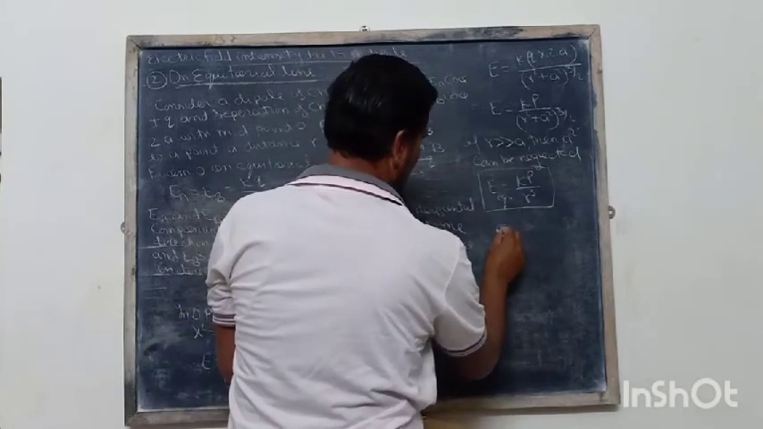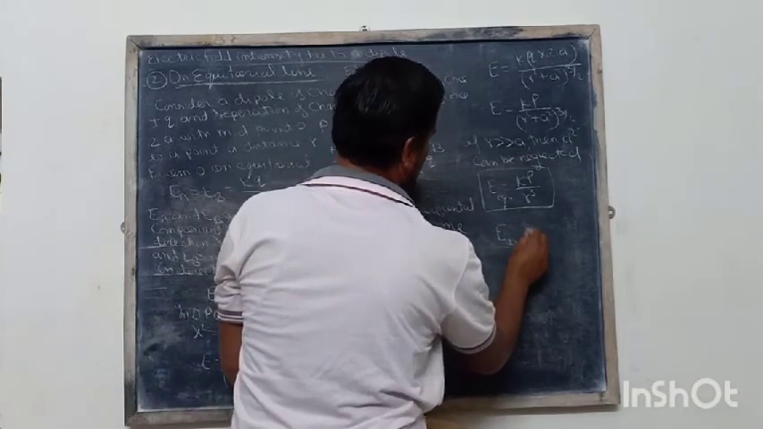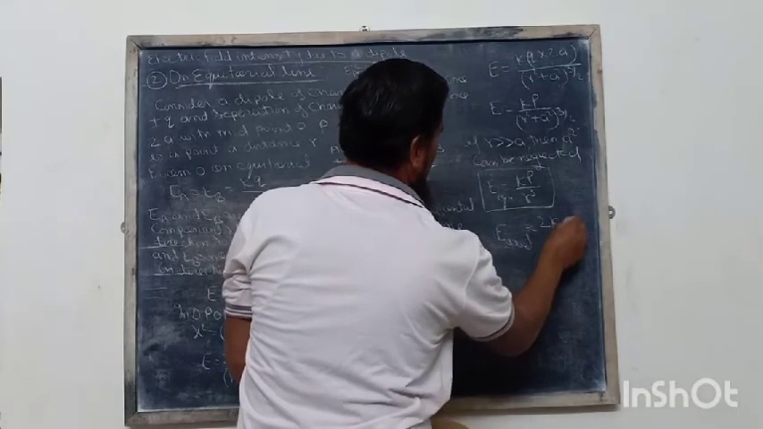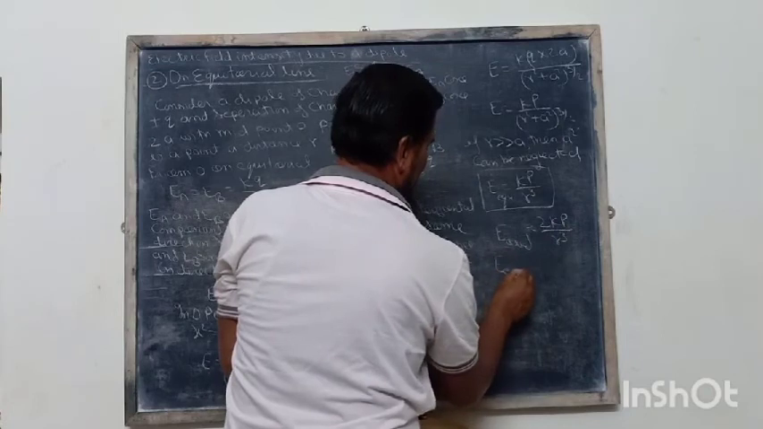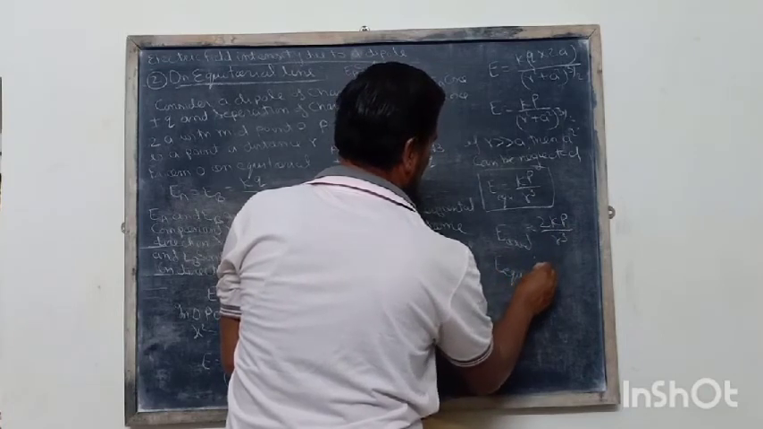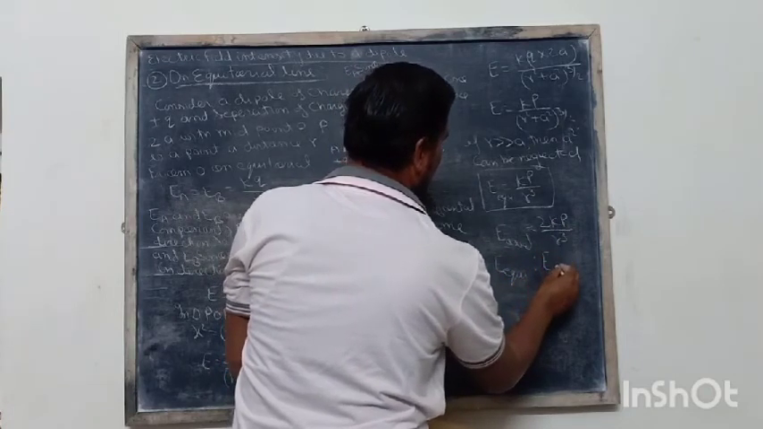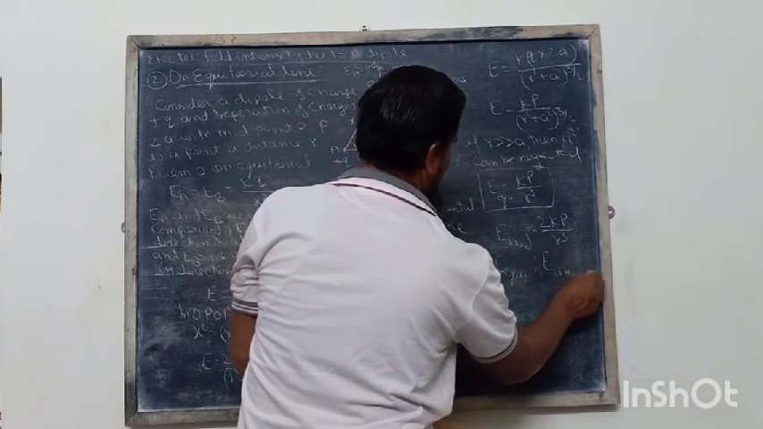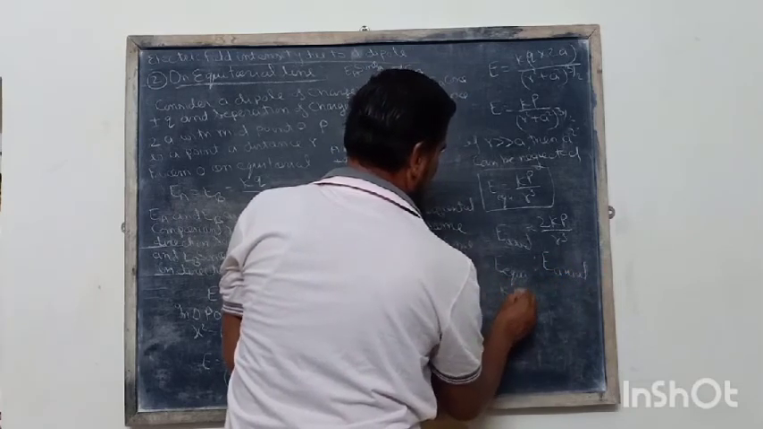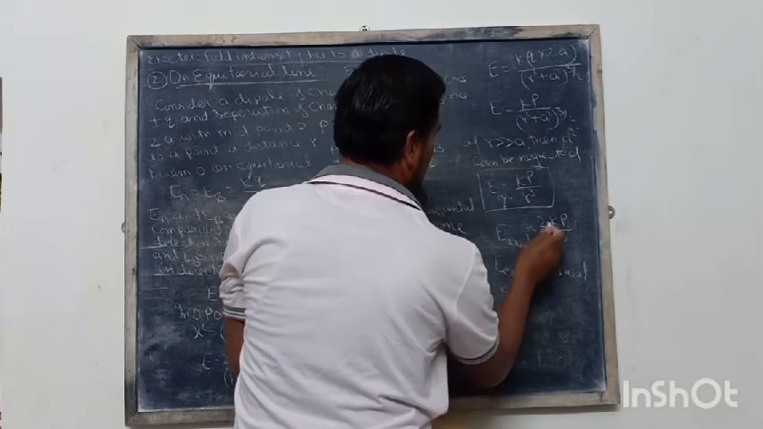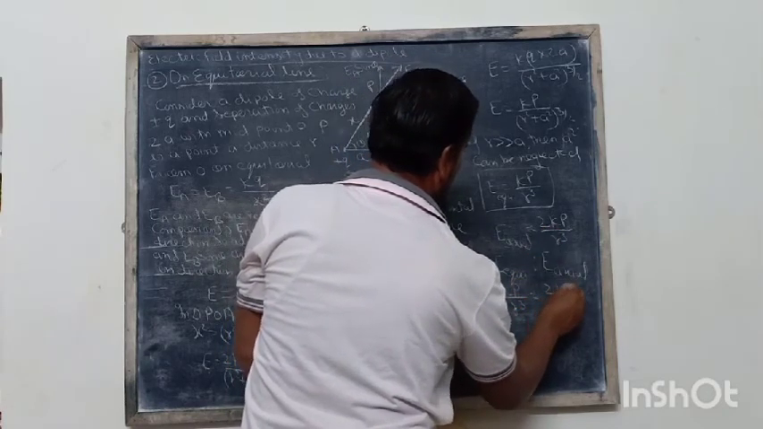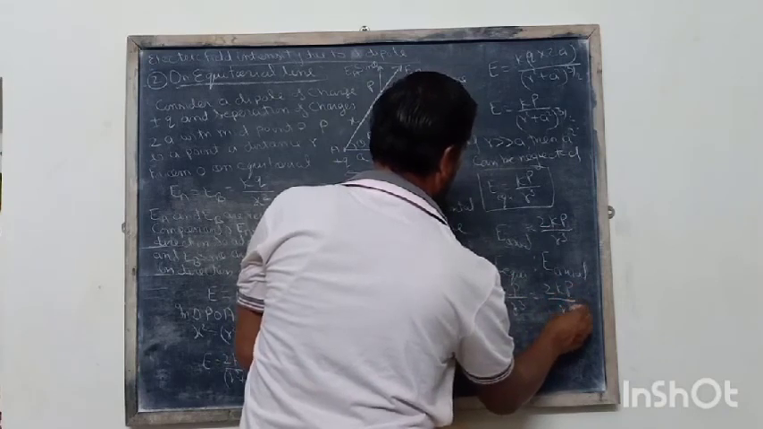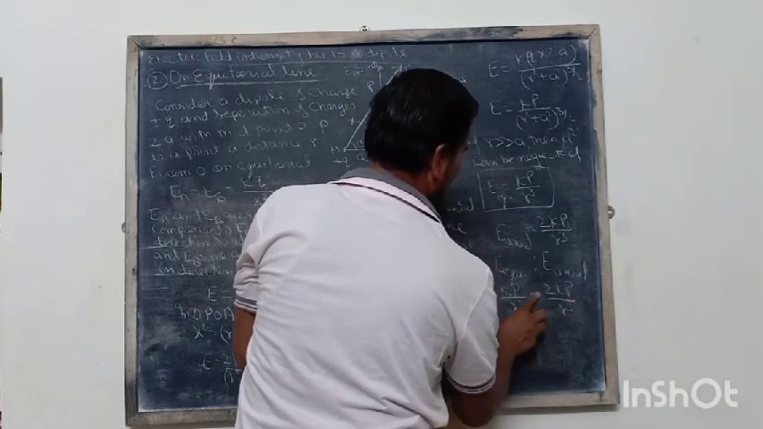And we derived for the axial line 2kp upon r cube. So the ratio E equatorial to E axial means kp upon r cube is equal to 2kp upon r cube, means 1 ratio 2.